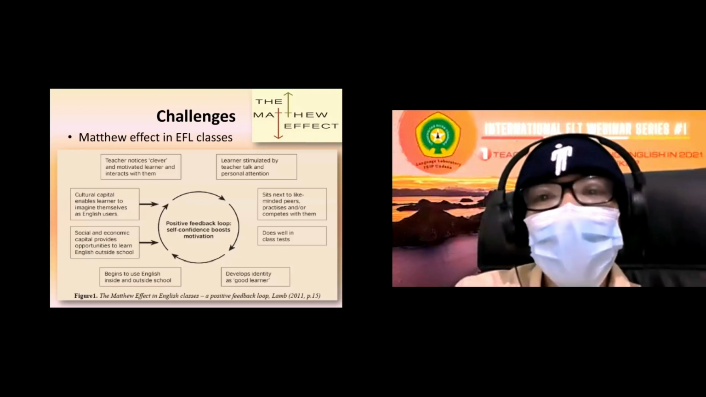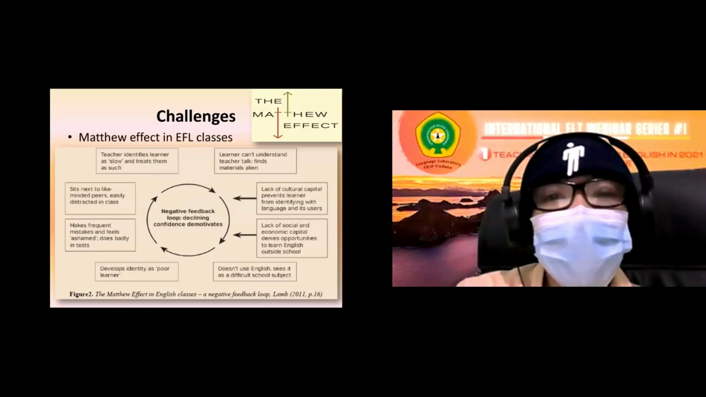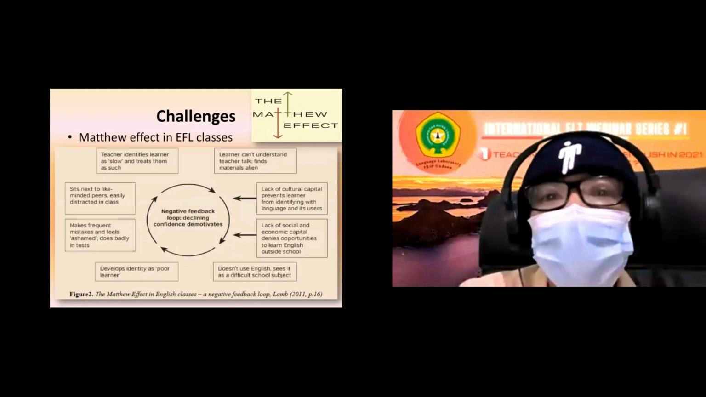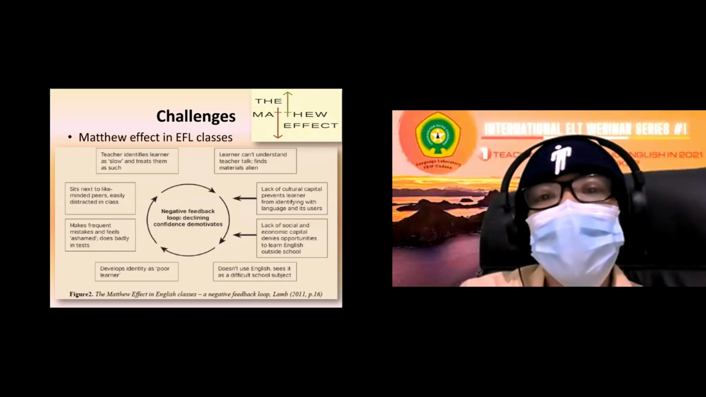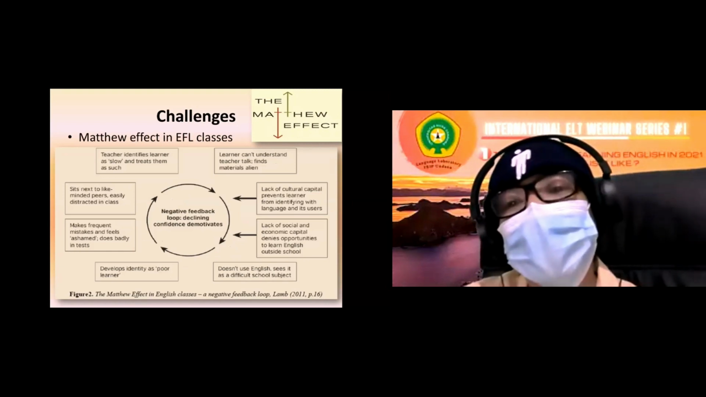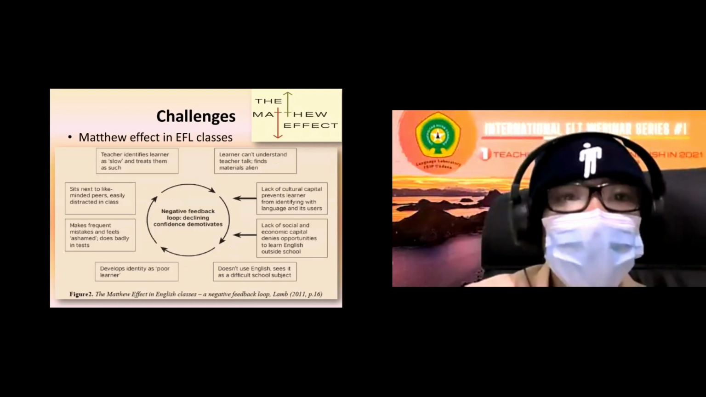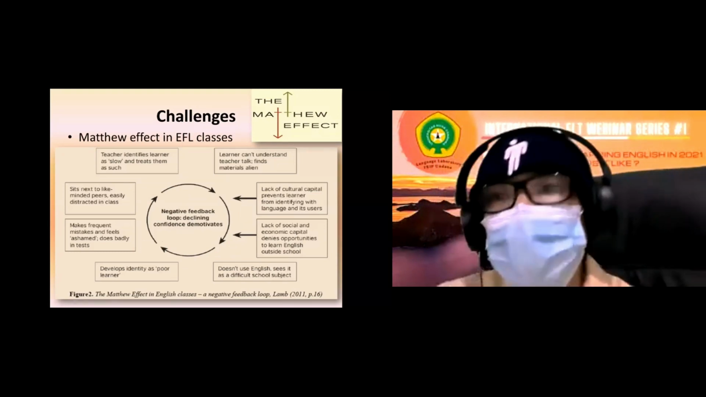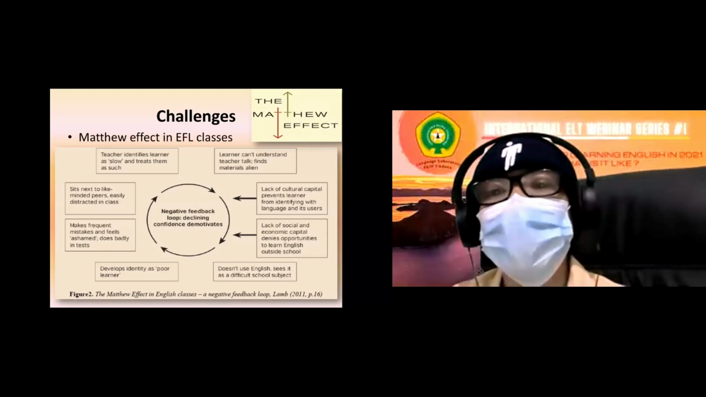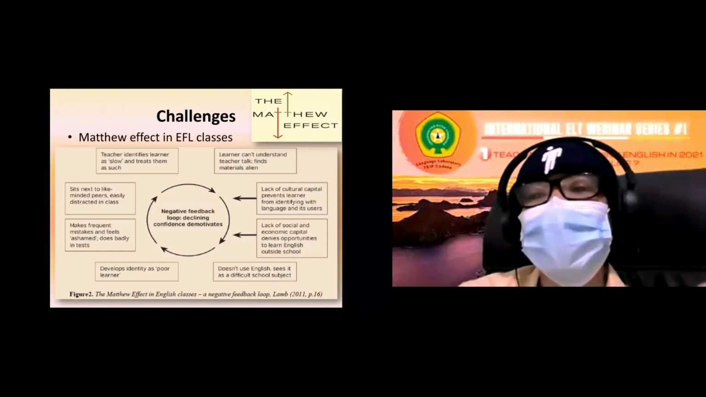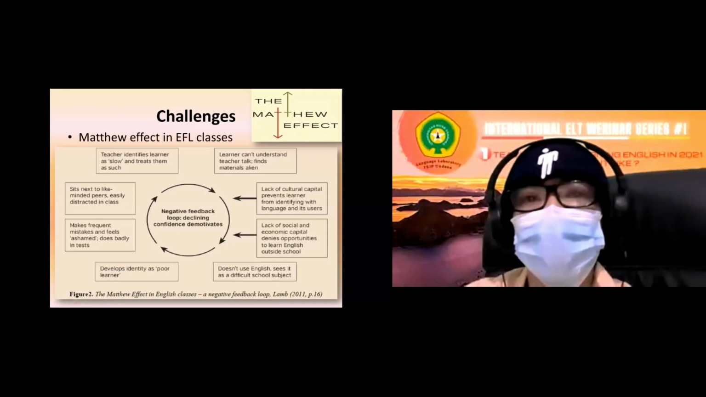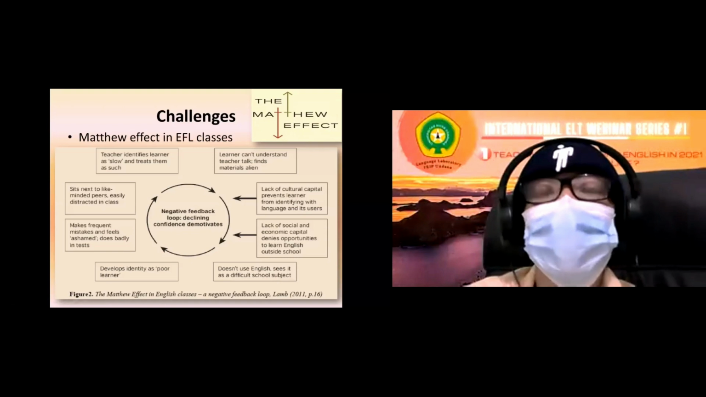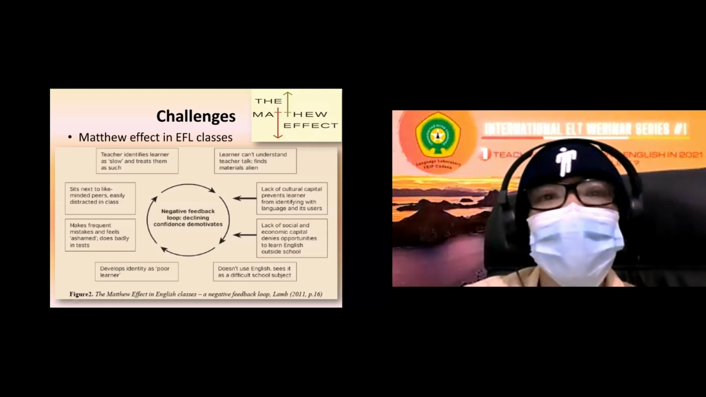Now, I'm trying to provide another one. This is the negative one, okay? This was positive. Now, I'll try to compare it with a negative feedback loop. So if you give negative feedback, then it will decline confidence and demotivate the students. Lack of cultural capital, I've already talked about cultural capital here. So lack of cultural capital will prevent learners from identifying with the language and its users. And lacking social and economic capital will deny opportunities to learn English outside school. So they won't have any chance to learn English outside school.